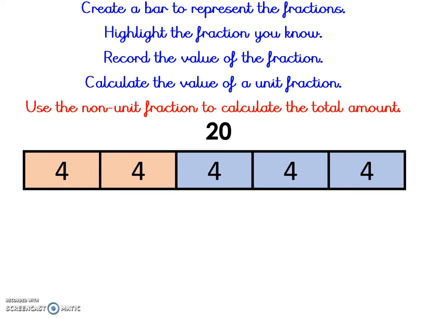Now it's quite simple to highlight the non-unit fraction I'm looking for. So in this case we can see that in orange I've got 2 fifths, which give me 4 plus 4 and 8. And in blue I have 3 fifths, which gives me 4 plus 4 plus 4, which gives me an answer of 12. And now I can find out the answer to the question, how much is the whole value? And that gives me 20, where I add up each fifth or each value of 4.